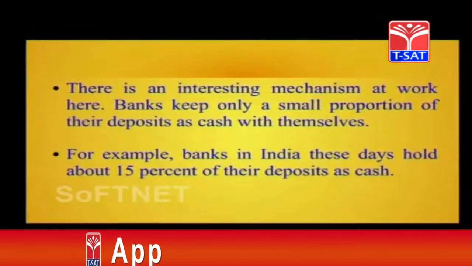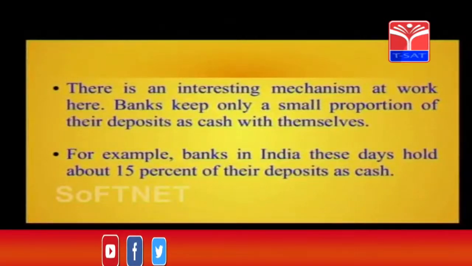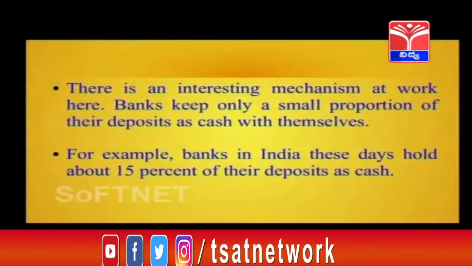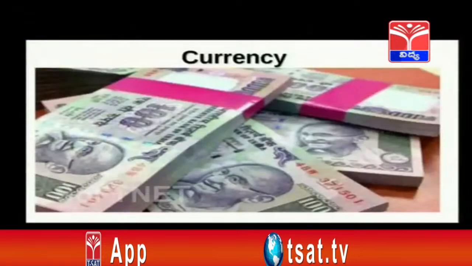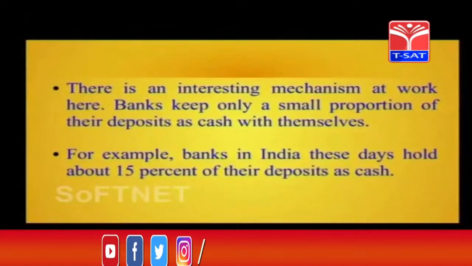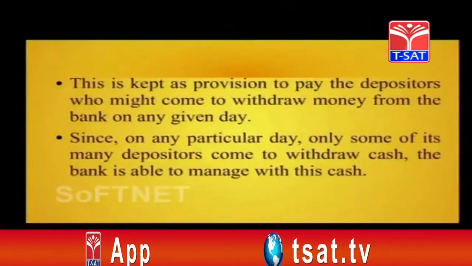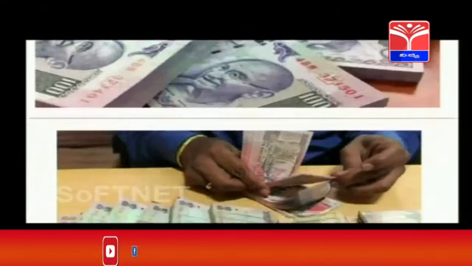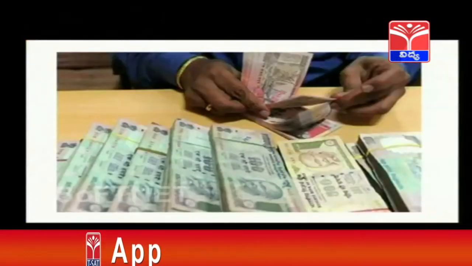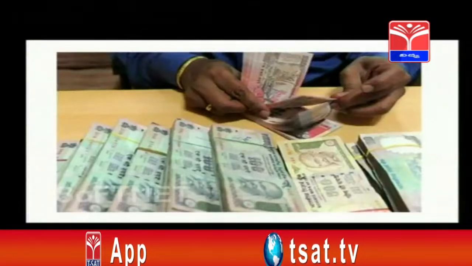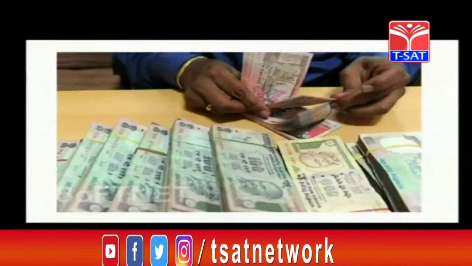There is an interesting mechanism at work here. Banks keep only a small portion of their deposits as cash with themselves. For example, banks in India these days hold about 15% of their deposits as cash. This is kept as a provision to pay the depositors who might come to withdraw money from the bank on any given day. Since on any particular day only some of its many depositors come to withdraw cash, the bank is able to manage this cash. This is how banking started, because banks all over the world found that they could keep their promises of paying cash on demand by keeping only a small fraction of the money in cash.